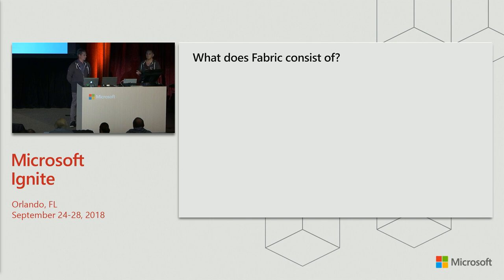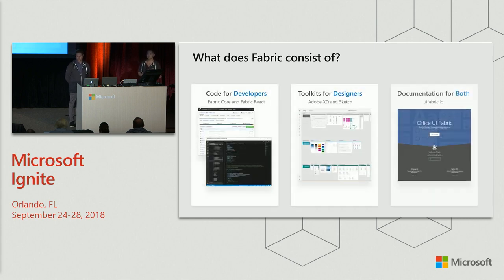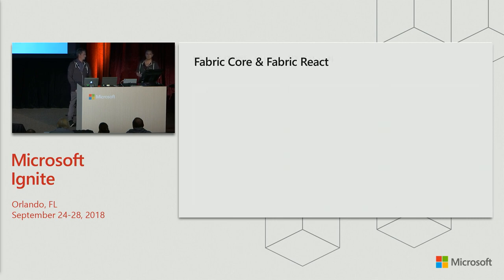You might be wondering, what is included in a UX framework? What does Fabric consist of? It's three main parts. There's a set of code for developers through the Fabric Core and Fabric React projects. It's a set of toolkits, guidance, and other resources for designers. Adam's going to be showing a little bit more about those. And then there's rich documentation for both designers and developers, all on the Fabric website, uifabric.io. With that, let's get a quick 10,000-foot overview of the code projects, Fabric Core and Fabric React.